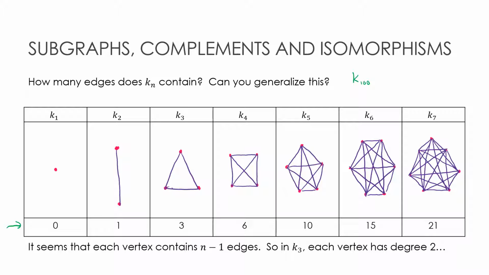So let's generalize. I've given you some hints, which is of course some examples through K7. Also that it seems each vertex contains n-1 edges, so in K3 this guy has 2 edges, 2 edges, 2 edges, but I end up at 3. This guy has 3 edges, 3 edges, 3 edges, 3 edges, but I end up at 6. How can I generalize this? Try that on your own if you're up to the challenge, and when you're ready, press play to see if you came up with it.